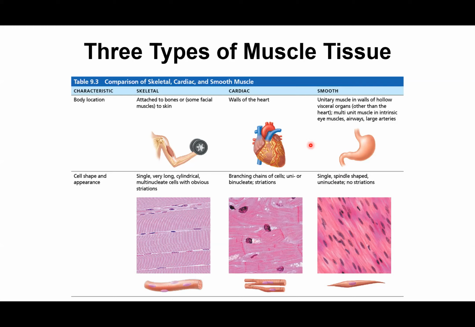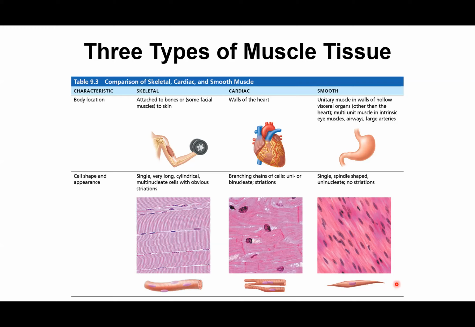And so finally, the third type is the smooth muscle, and smooth muscle is the muscle that is located in the walls of our hollow organs other than the heart. And there's also multi-unit muscle that is in our intrinsic eye muscles, our airways, our very large arteries. And in terms of its histology, it looks like these single spindle-shaped cells, and as you can see, here's our spindle shape, uninucleate, and there are no striations within smooth muscle.